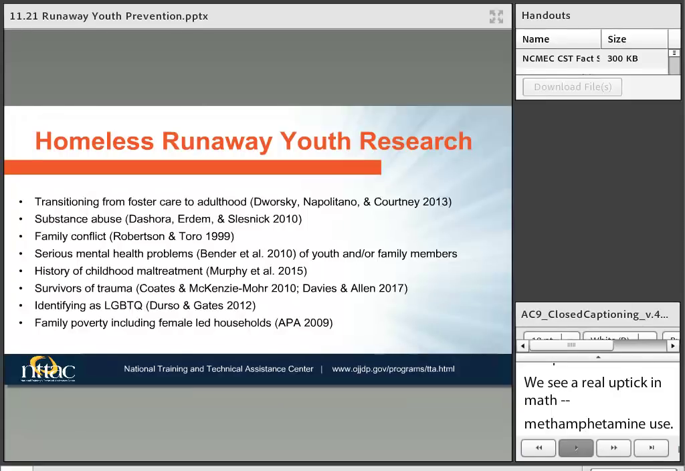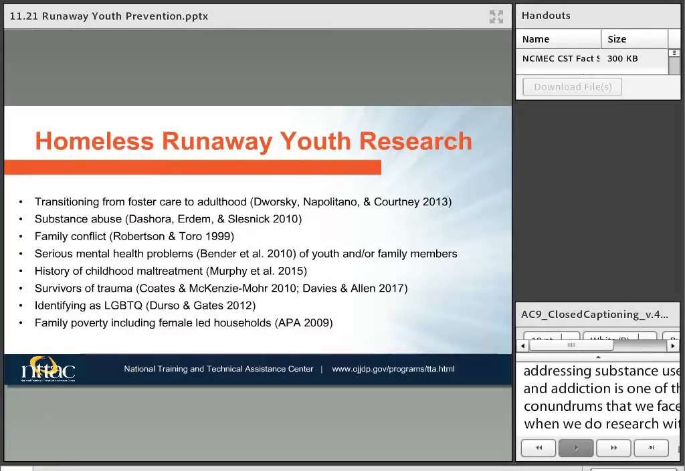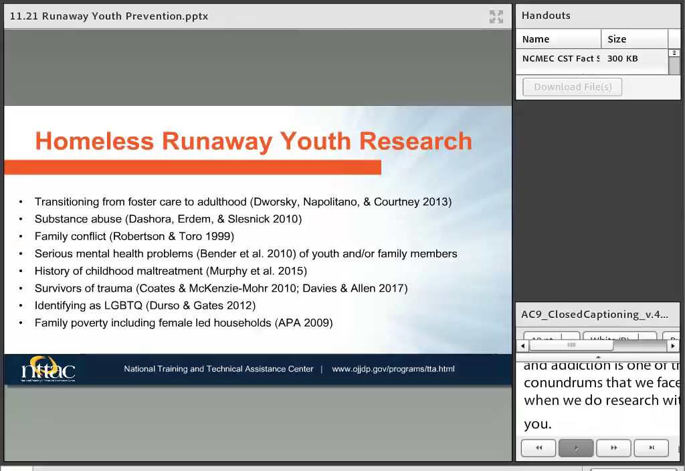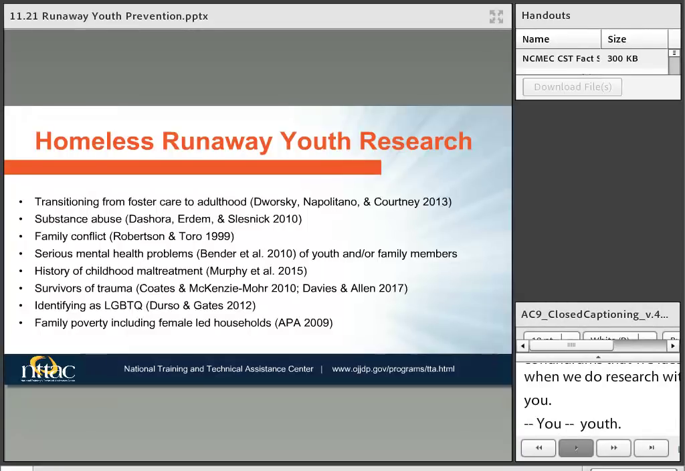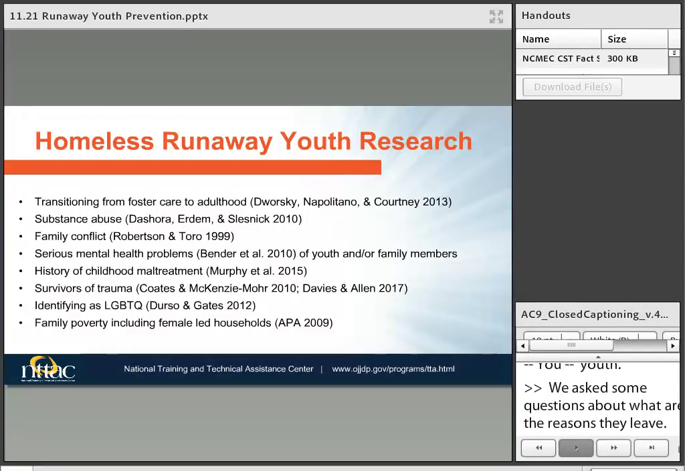Family conflict. So in our research, we ask a number of questions, including what are some of the reasons that you left the home that you were living in? And some of them said that there was a lot of violence in their home. Some said their parents went to jail, or a parent went to jail. And some of them said they simply couldn't get along with the caregivers that they had in their home. So family conflict continues to be something that we see present as a push towards homelessness for these youth.